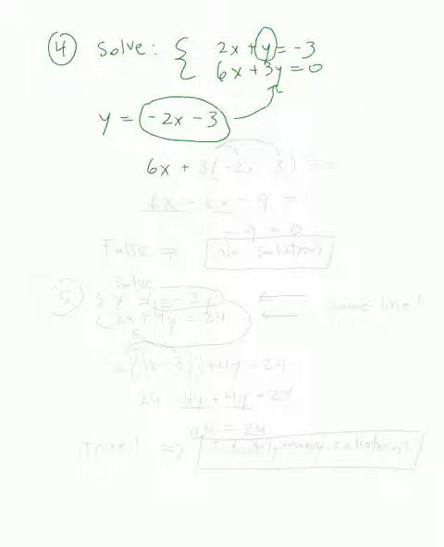So I get 6x plus 3 times (negative 2x minus 3) equals 0. Distribute my 3, I get 6x minus 6x minus 9 equals 0. Combine my like terms and I get negative 9 equals 0. But wait a minute, notice that something happened. All of my variables disappeared. Remember what that means. When you're left with something false and all your variables disappeared, then that means you have no solution.